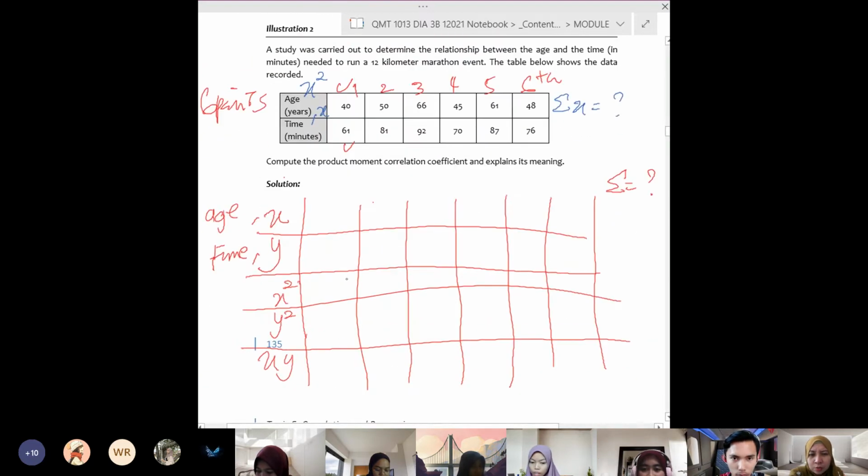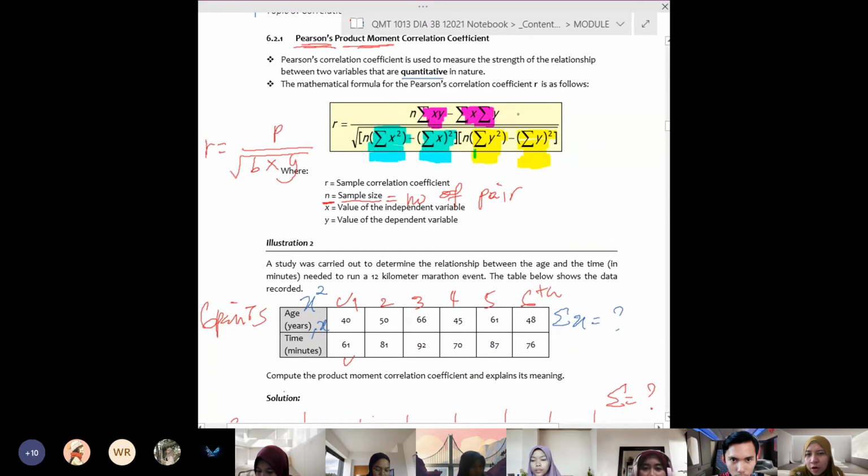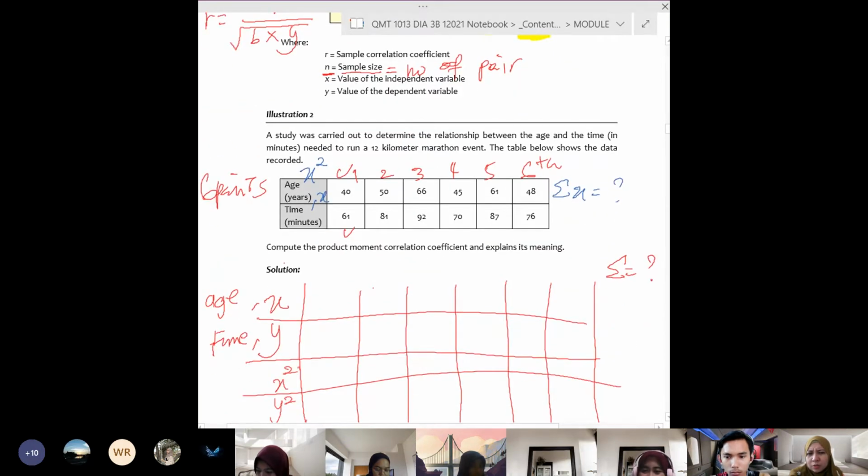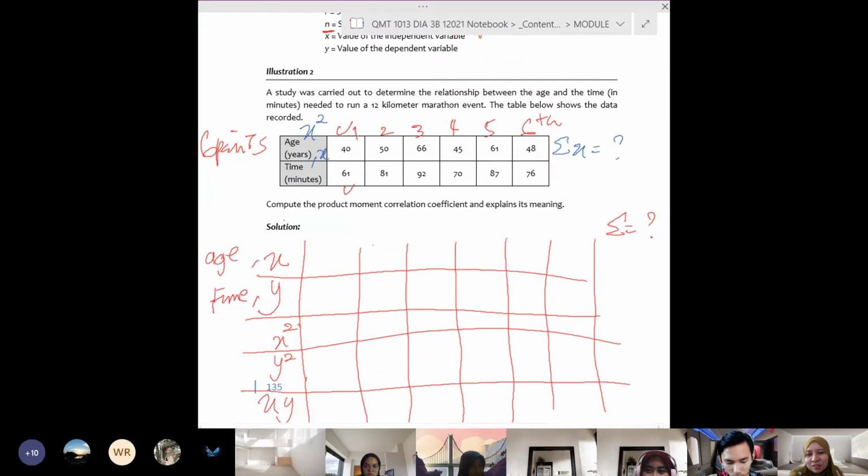Your calculation, including until you find out the R value. Oh, I haven't found the R value yet. Okay, so that is the purpose of this calculation, not just to complete the table.